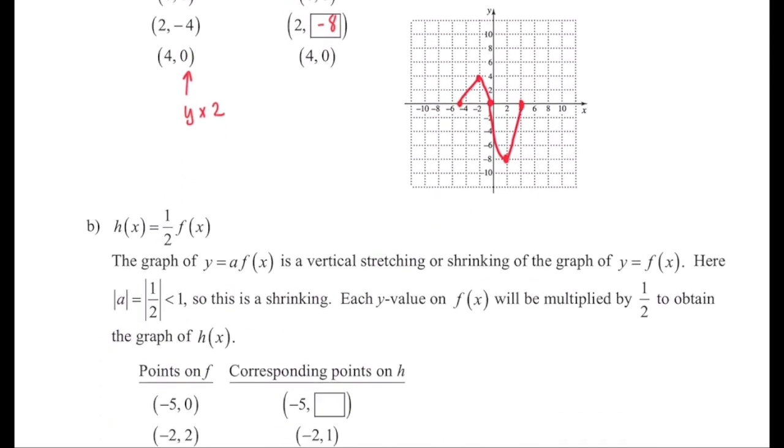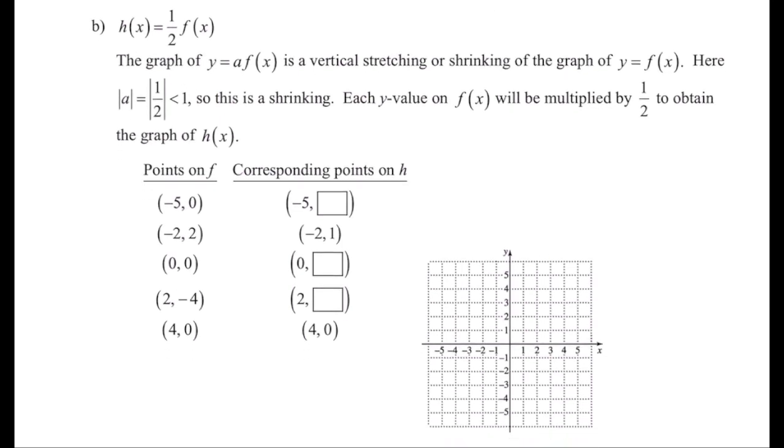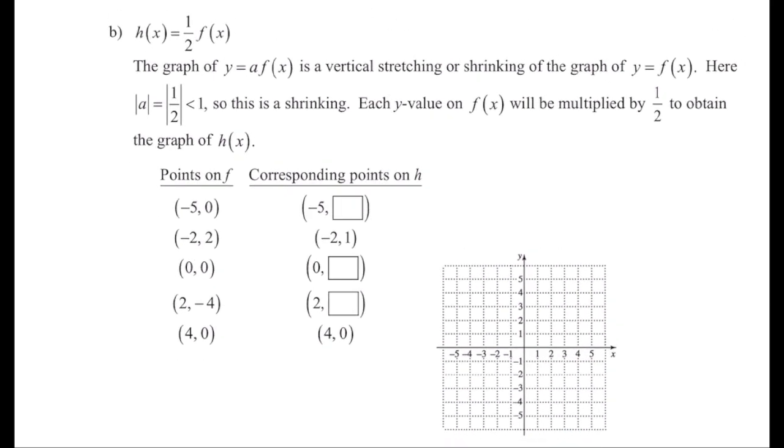Our next example, we have 1/2 f of x. We're going to use our still parent function with our original points of (-5, 0), (-2, 2), (0, 0), (2, -4), and (4, 0). How will this 1/2 affect our graph?